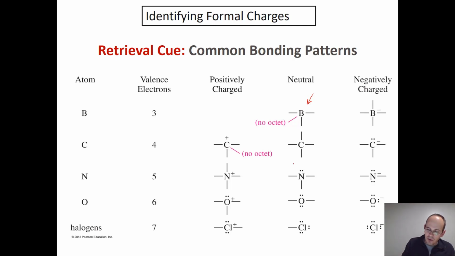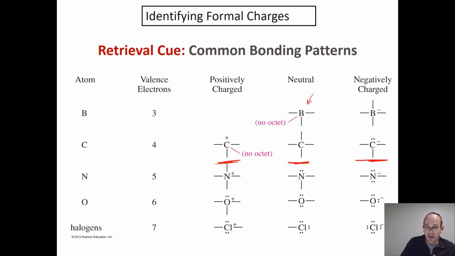Carbon's the big one. Carbon always has 4 bonds. Carbon can have 4 bonds and be neutral, but carbon can also have 3 bonds and a lone pair, and then it's negatively charged, or 3 bonds and no lone pair, and then it's positively charged. But once again, if it's 3 bonds and no lone pair, you don't have a complete octet. You don't have 8 electrons around that carbon.